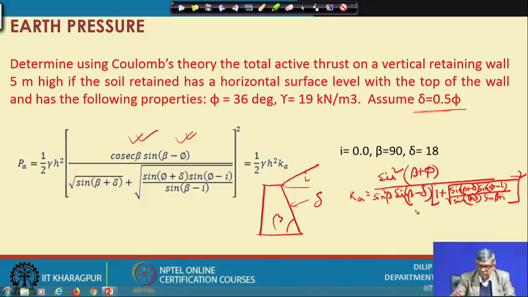So, I will try to use this. With respect to this problem, you can see the vertical retaining wall with retained soil having a horizontal surface level, that means it is like this. So, I becomes 0, and beta, since it is a vertical wall, becomes 90 degrees and delta will be 0.55 phi, so delta equal to 18. If these are the values, then based on that we can put in the formula.